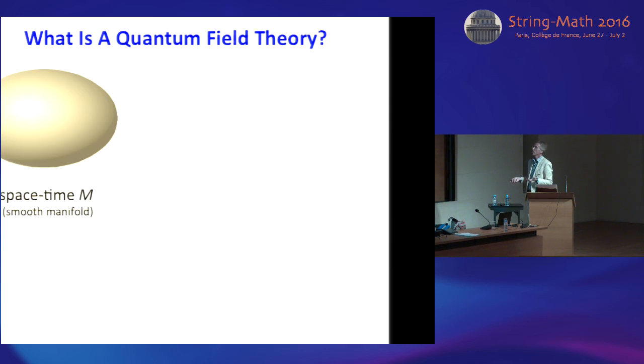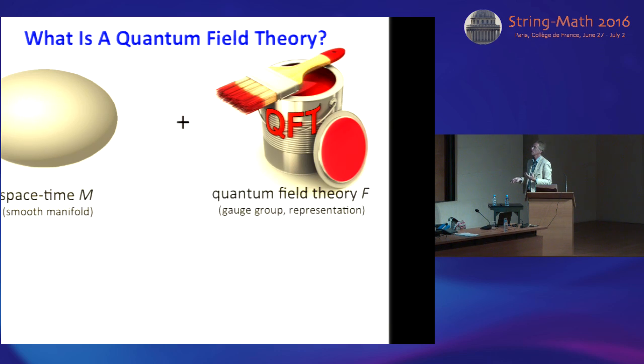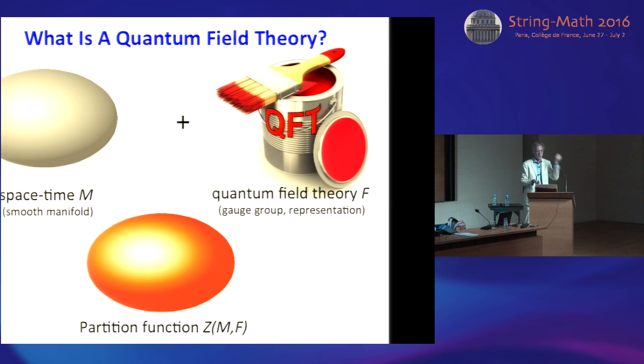Now, from a naive point of view, a quantum field theory is something where you have a space-time manifold and you have some local field theory. I think of this almost like a bucket of paint. You put these quantum variables on the manifold and you get something, like a partition function. And there are many ways then to study these theories.